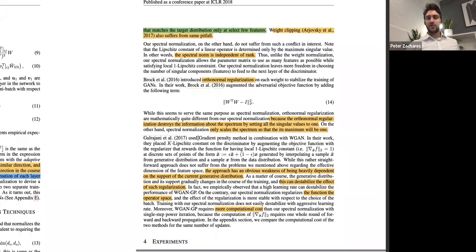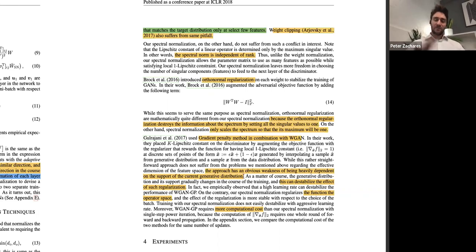And then they also talk about using a gradient penalty in combination with a Wasserstein GAN. They say the approach has an obvious weakness of being heavily dependent on the support of the current generative distribution. So I guess the problem with these gradient penalty methods is that if the support of the distribution the generative model is learning moves away from the discriminative model, you have the same problem that you had before. Anyway, they say this can destabilize the effect of such regularizations, and also it costs more.